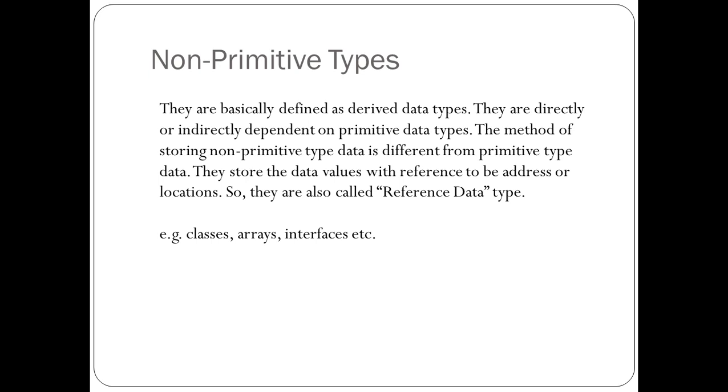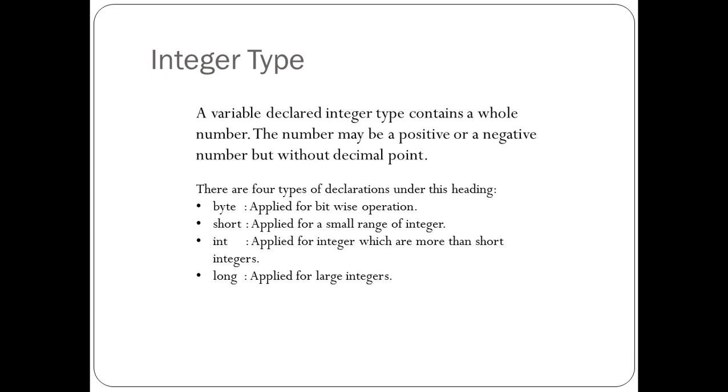Now let's start with integer type, which is a primitive type of data. Integer type of data means this type of variable can hold only an integer number. That means a whole number without fractional parts. That number may be positive or negative, like 2, 3, 6, minus 10, 11, like that. There are four types of integer data available in Java: byte, short, int, and long.